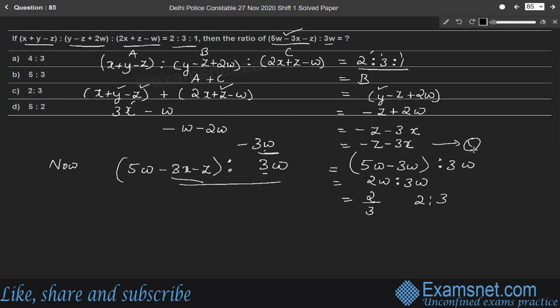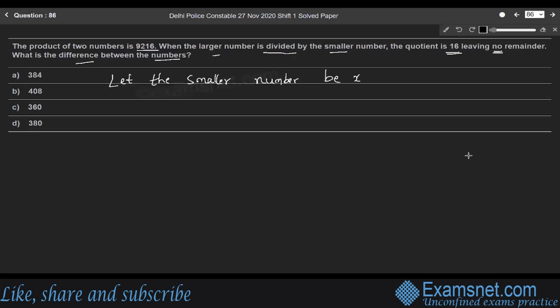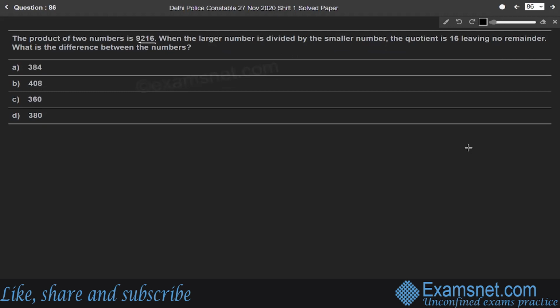Right? Therefore, the ratio of 5w minus 3x minus z and 3w is 2 is to 3. Option C is the right answer. Question 86. The product of two numbers is 9216. When the larger number is divided by the smaller number, the quotient is 16, leaving no remainder. That means remainder is 0. What is the difference between the numbers?